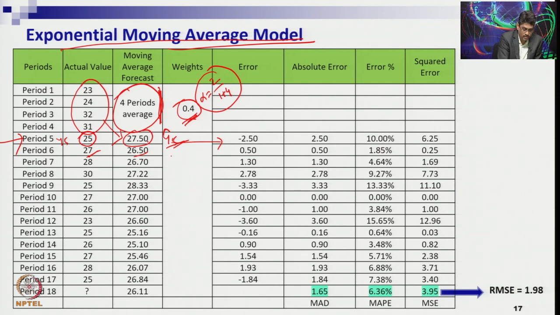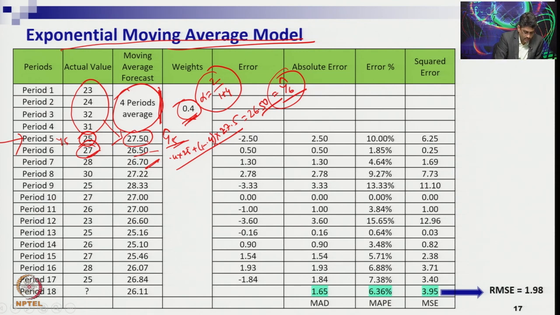I can show you how. It will be 0.4 into 25 plus 1 minus 0.4 into 27.5. This is nothing but the forecast for period 6. So now you have the 6th period actual and 6th period forecast. Using that, you can calculate the 7th period forecast.